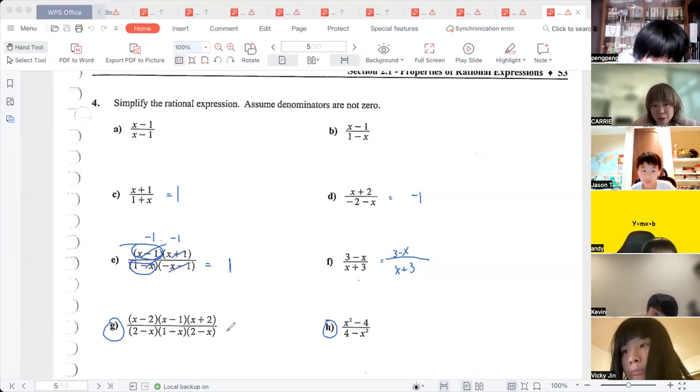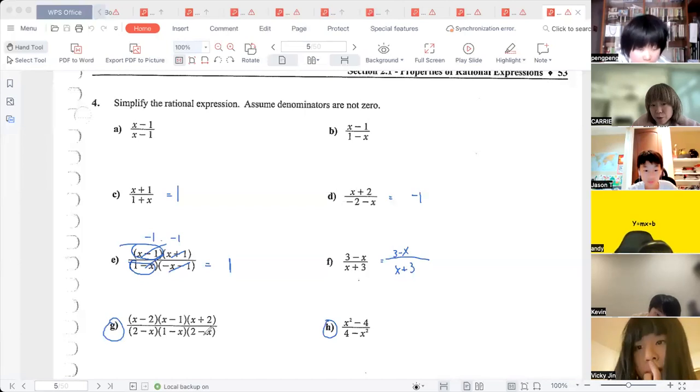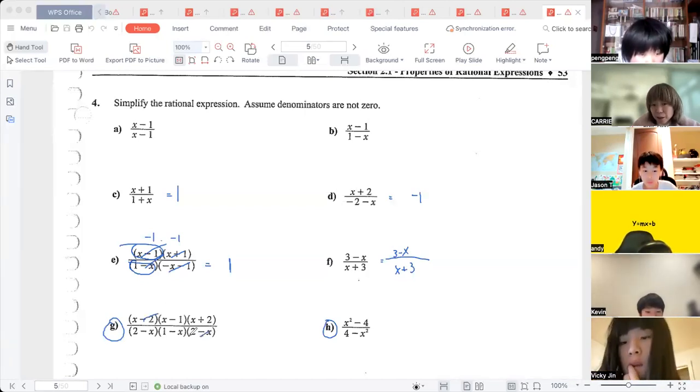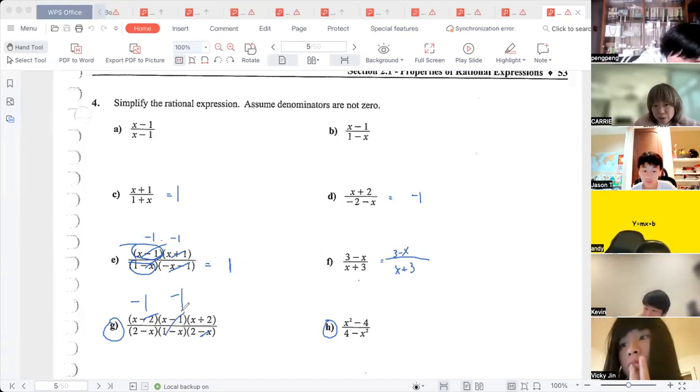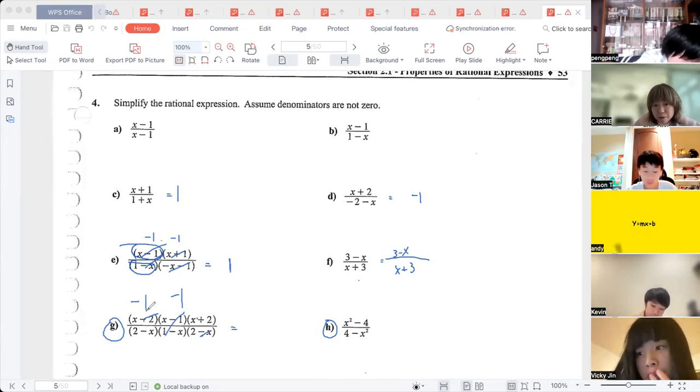If the top and the bottom are exactly the same, then we can directly eliminate, right? But if it is reversed, look, x minus 2 and 2 minus x, can we just directly eliminate it? No, because one of them is -1 times the other one, so the answer is -1. So x minus 1 over 1 minus x also equals -1. And x plus 2 over 2 minus x is nothing like that. So the answer is -1 times -1 equals +1.